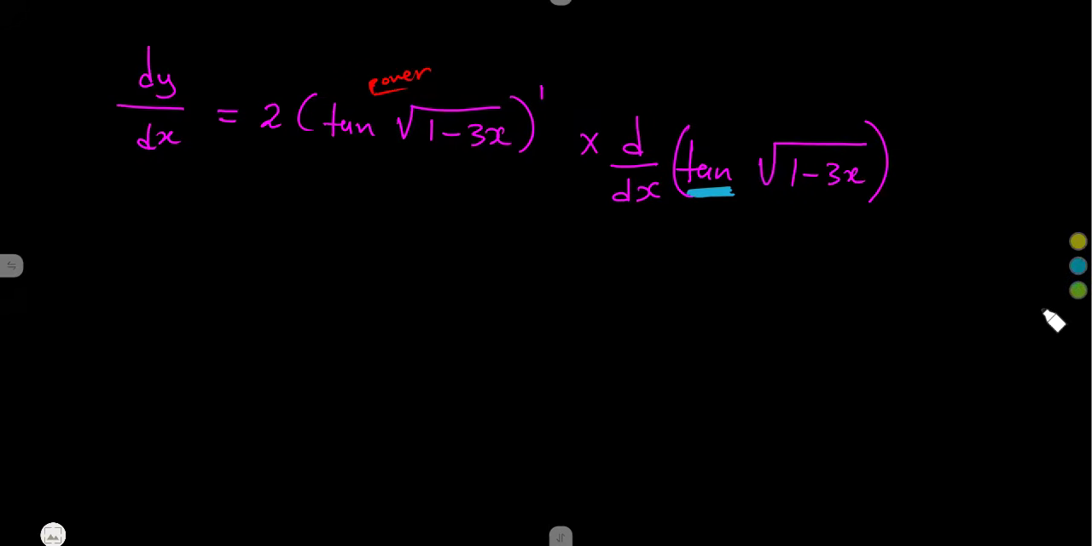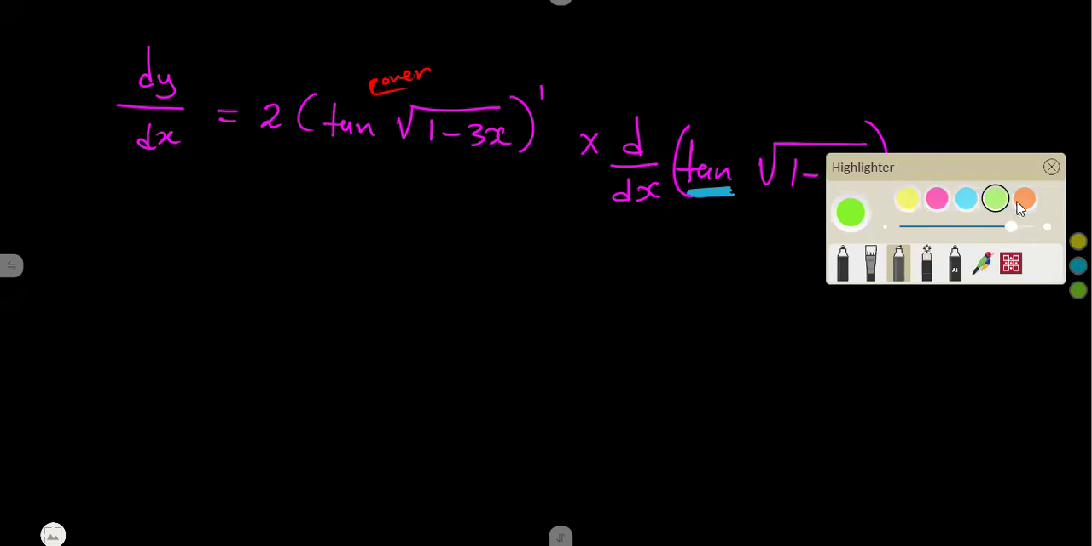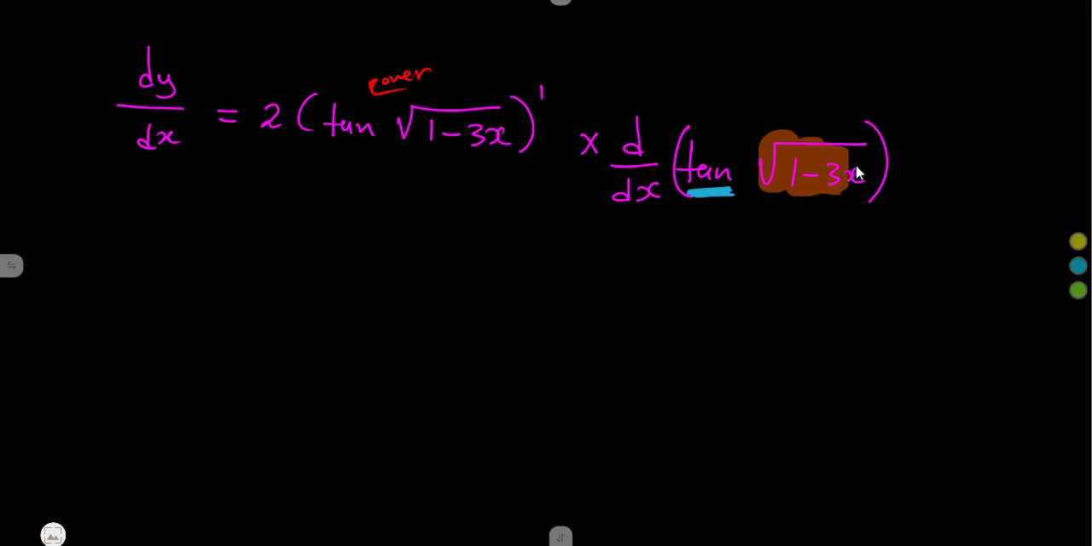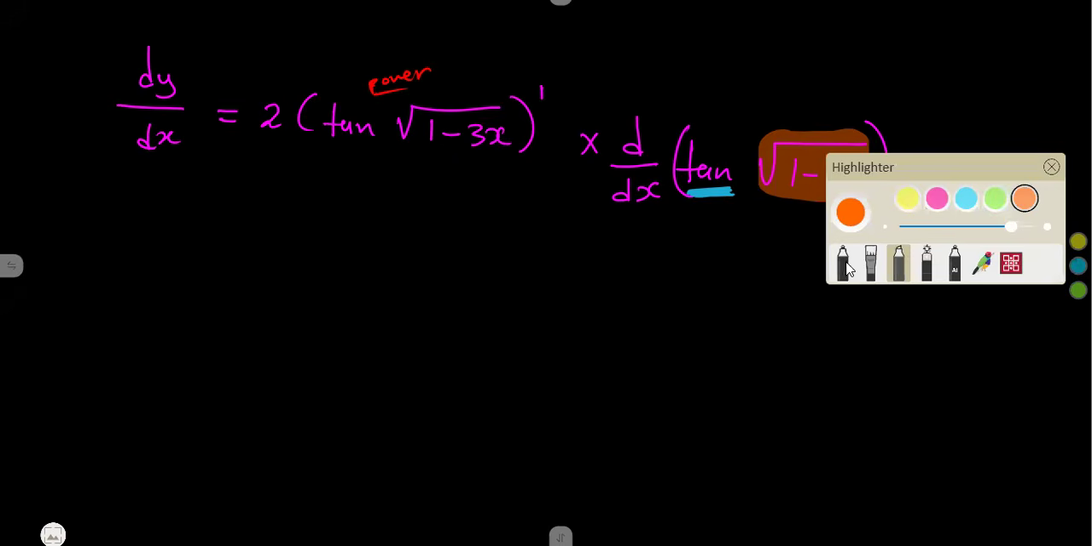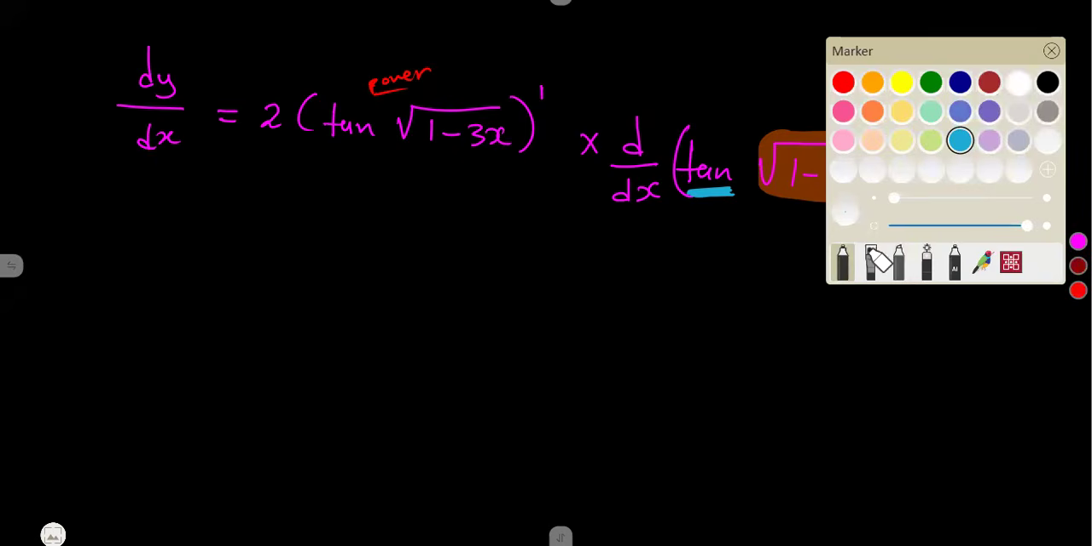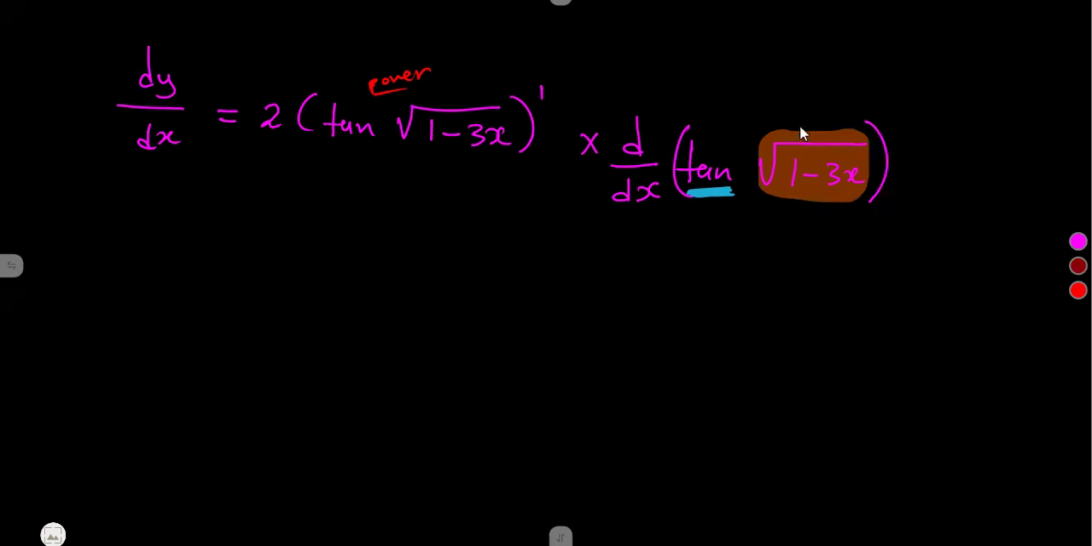So we take it just like the previous case. We ignore this one, the square root of 1 minus 3x. We focus on a tan. So we are differentiating a tan with respect to what we are ignoring, with respect to this. Okay, guys, let me write this. You understand me? dy/dx is equal to, we rewrite this one, 2.